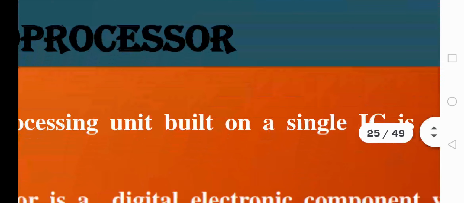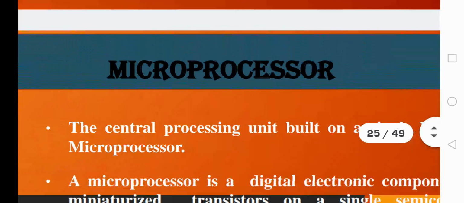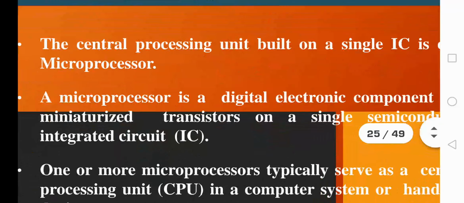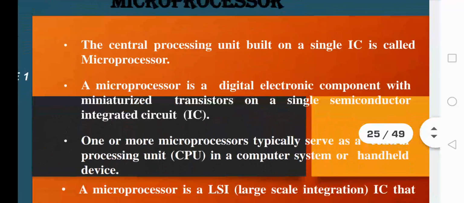So from all that we have studied so far, what can we conclude? What is a microprocessor? The central processing unit which is built on a single IC is called a microprocessor. It is a digital electronic component with miniaturized transistors on a single semiconductor IC chip. You know these IC chips are designed with the help of various transistors. So a simple IC chip itself is a microprocessor.